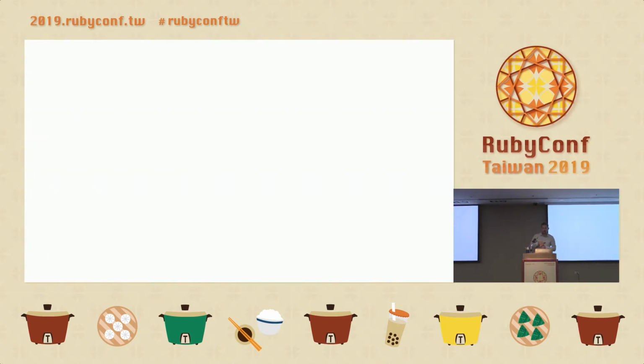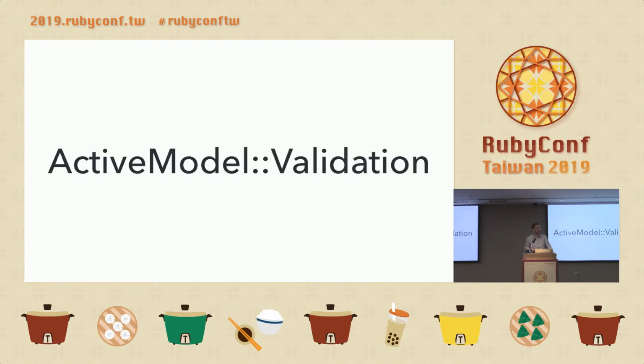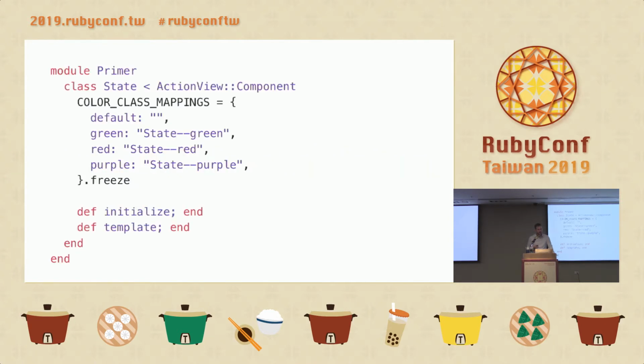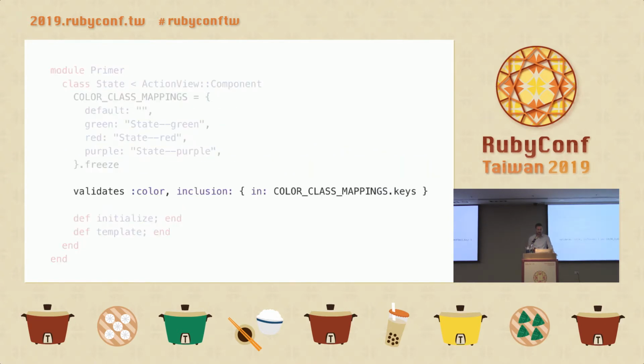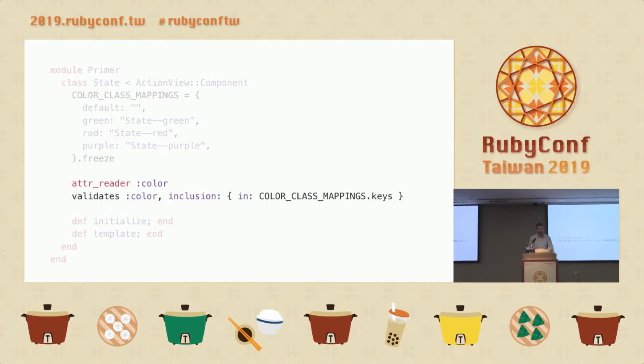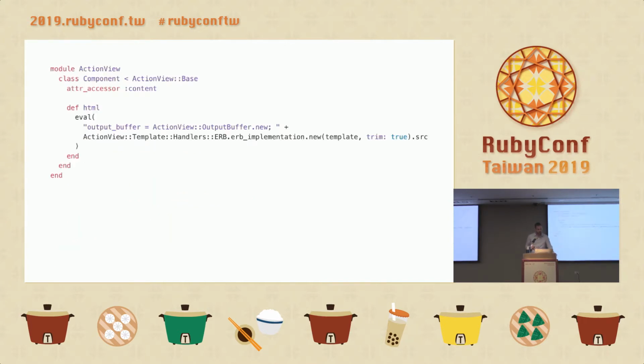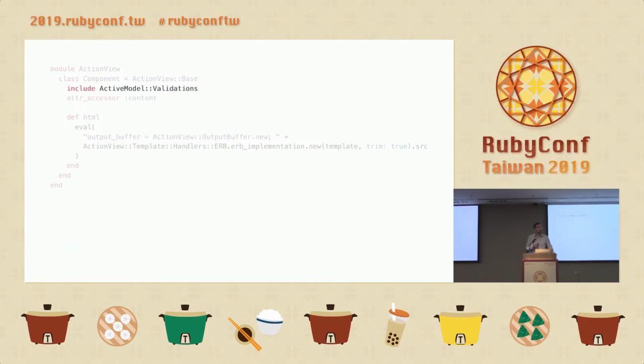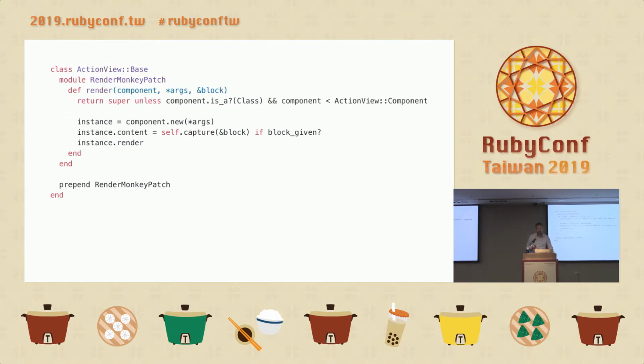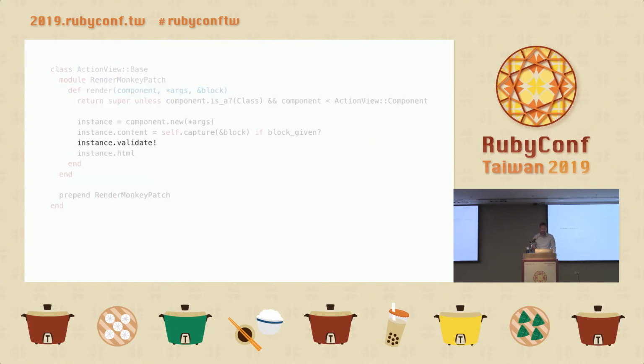So how might we ensure color is one of our expected values? Well, we're in Rails, so this is a solved problem, and it's called active model validations. Back in our component, we can use an inclusion validation to check that color is one of the keys in our constant. To make this work, we'll need to define an attribute reader. In an ActionView component, we'll need to include active model validations. All that's left is to go back to our monkey patch and add a step to validate our component before we render it. So let's run our test again. We're back to green.